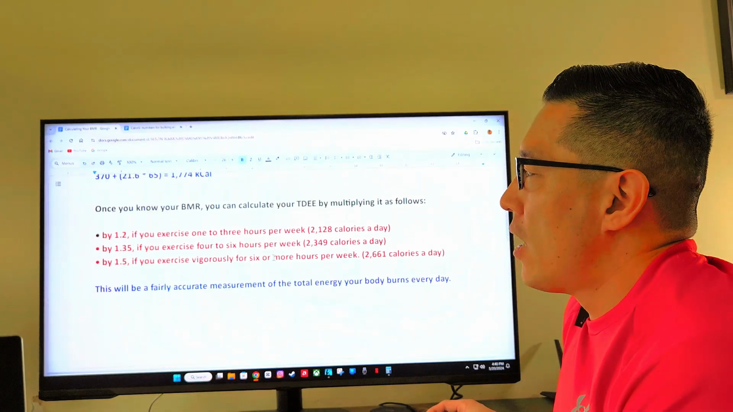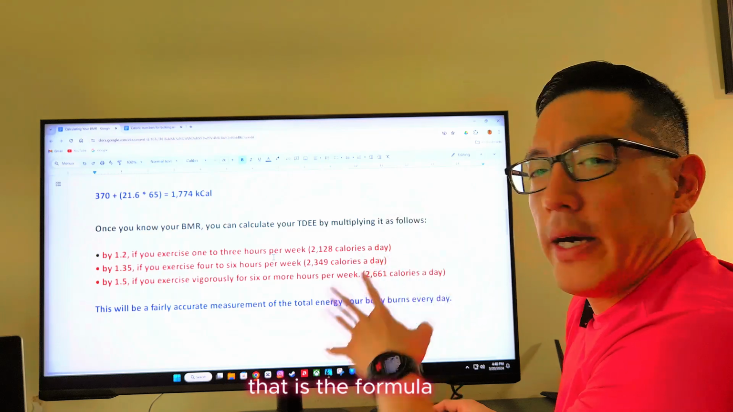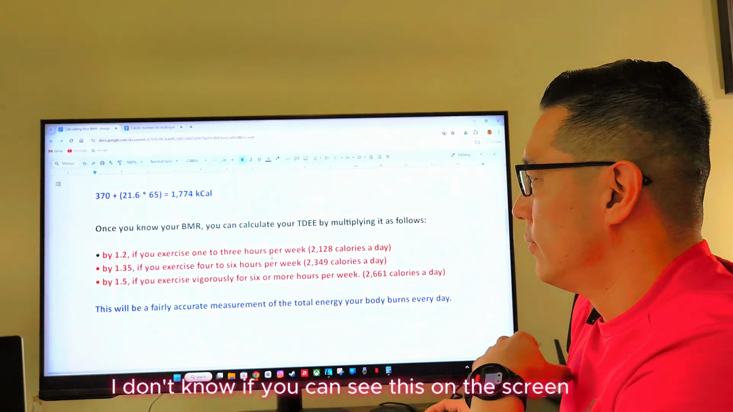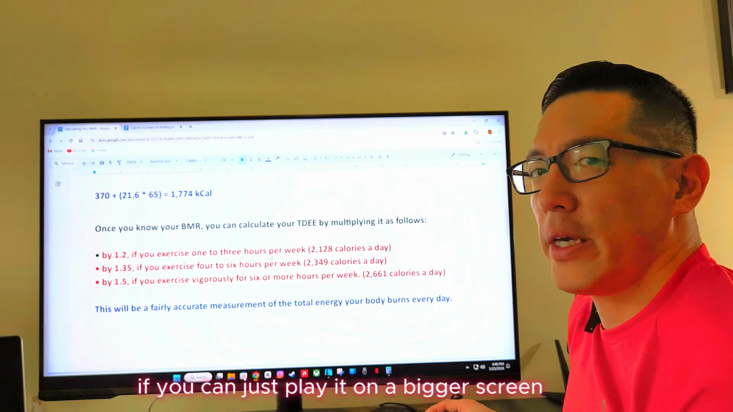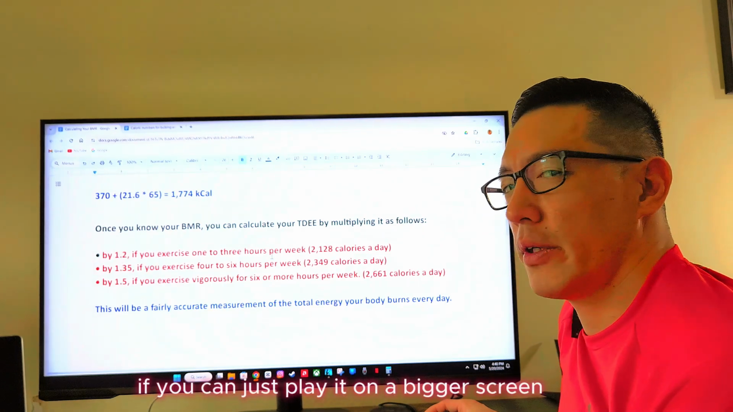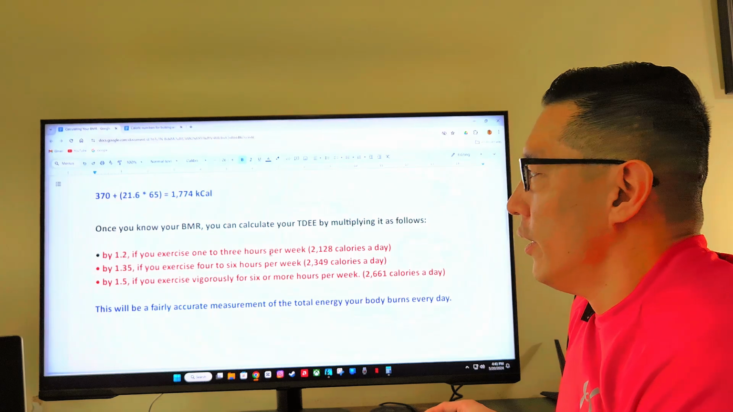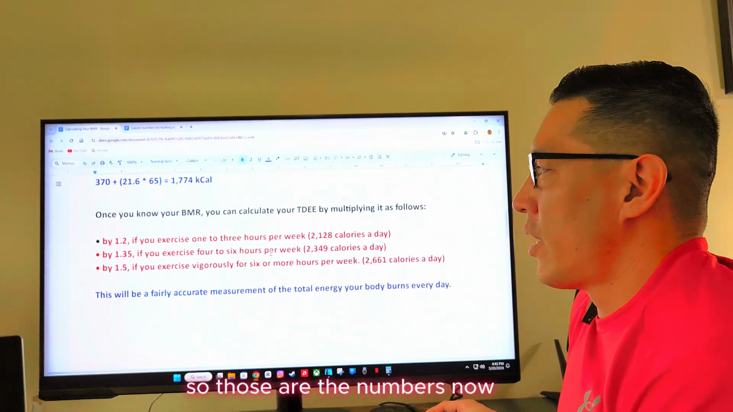So that is the formula. I don't know if you can see this on the screen, but hopefully if you can, just play it on a bigger screen. I don't know what to tell you. So those are the numbers.